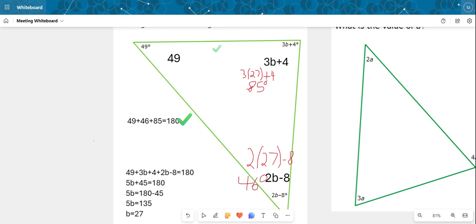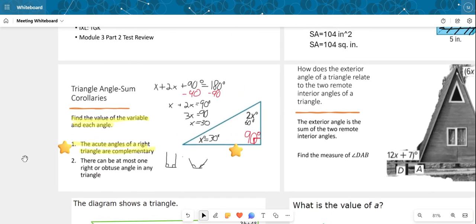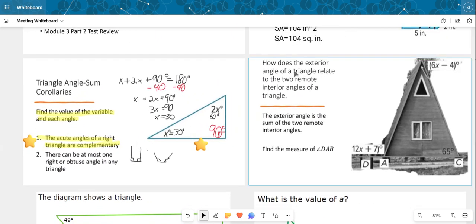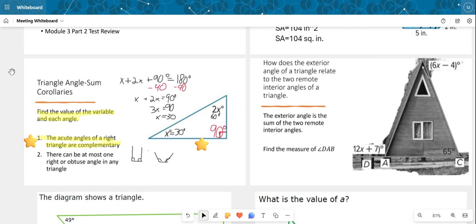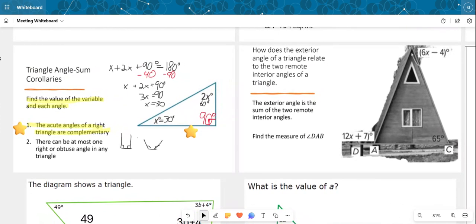I'm going to stop the video here, and we're going to answer the next question in our lesson, which was how does the exterior angle of a triangle relate to the two remote interior angles of a triangle.